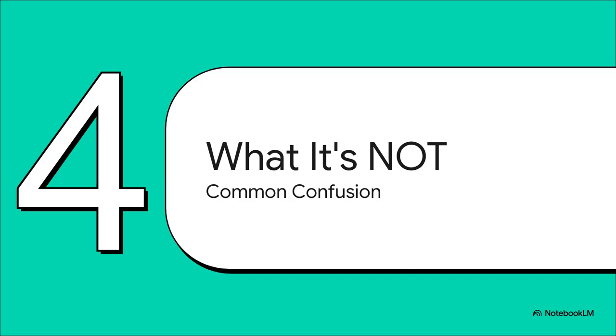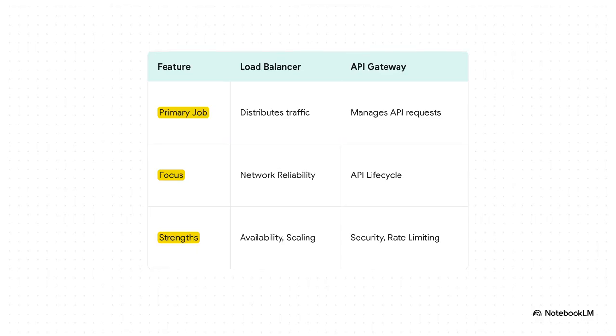Okay, before we wrap up, we have to clear up a really common point of confusion. People often mix up load balancers with another piece of technology called an API gateway. They both manage traffic, which is why it gets confusing, but they actually solve very, very different problems. Here's the easiest way to think about it.